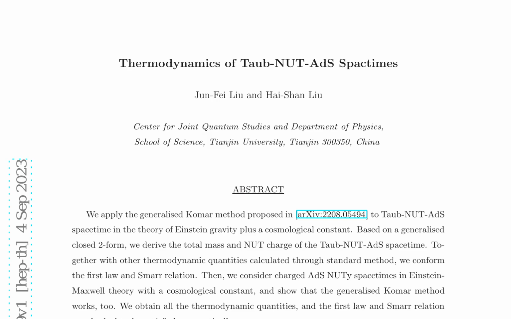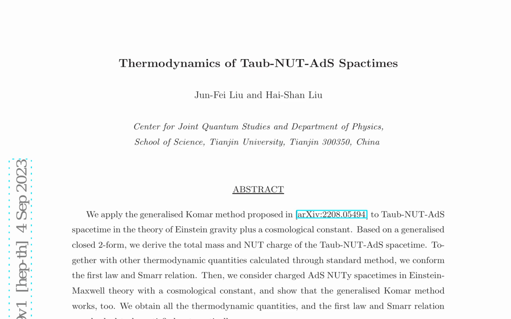The authors apply the generalized Komar method to Taub-NUT-AdS spacetime in the theory of Einstein gravity plus a cosmological constant. By deriving a generalized closed 2-form, they calculate the total mass and nut charge of the Taub-NUT-AdS spacetime. They then verify that the first law and Smarr relation hold true.